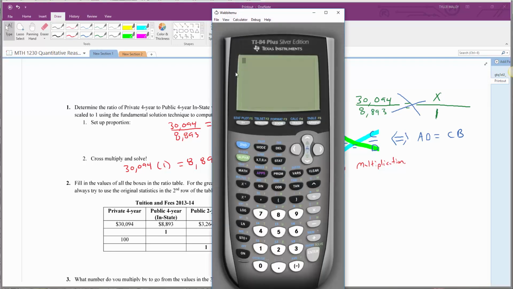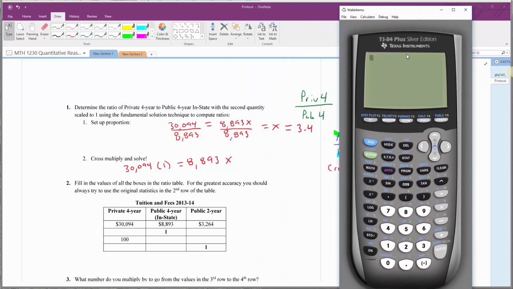Right, so we can double check this really quick. So if I take 8,893 divide by, or excuse me, so let me put this in here. So we need to take 30,094 divided by 8,893, right? So if I hit enter, right, so if we round this to the nearest tenth, we get 3.4, right?